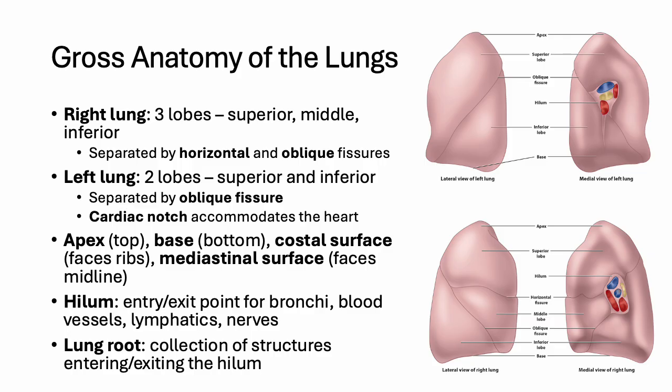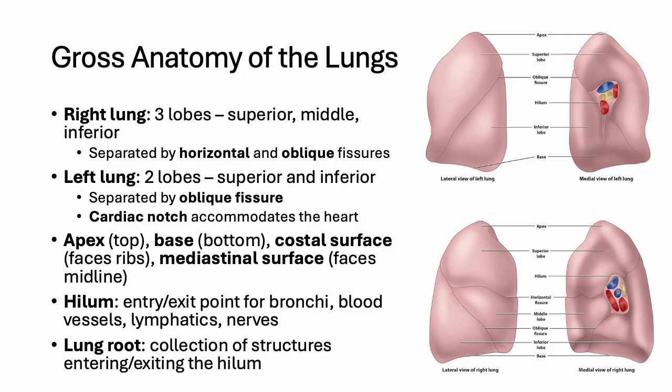The lungs are asymmetrical, primarily because of how the heart is positioned in the thoracic cavity. The right lung is larger and has 3 lobes: the superior, the middle, and the inferior. They are separated by two fissures: the horizontal fissure, which separates the superior and middle lobes, and the oblique fissure, which separates the middle and the inferior lobes. In contrast, the left lung has two lobes, superior and inferior, divided by a single oblique fissure.